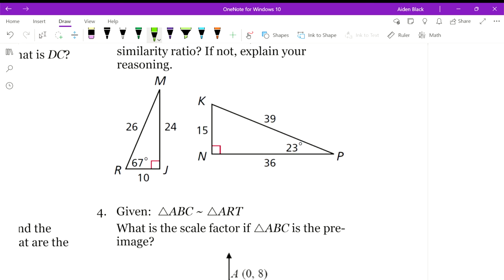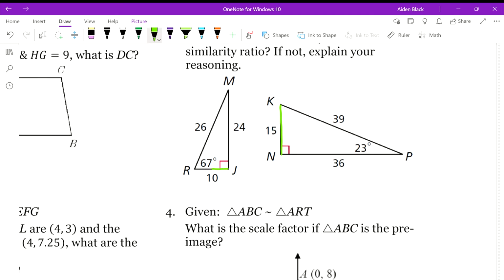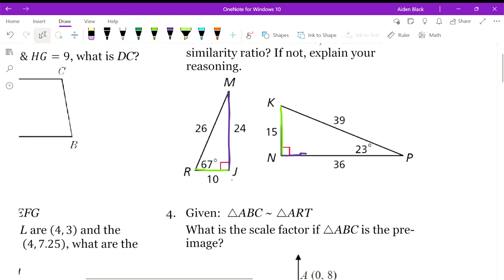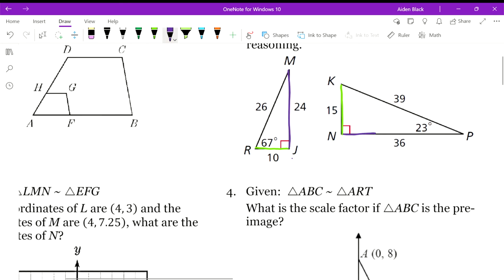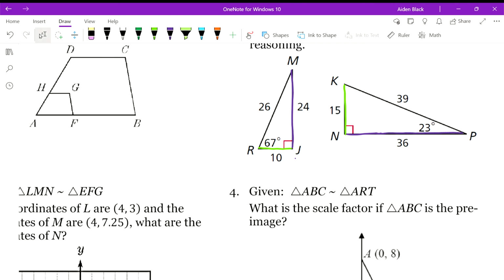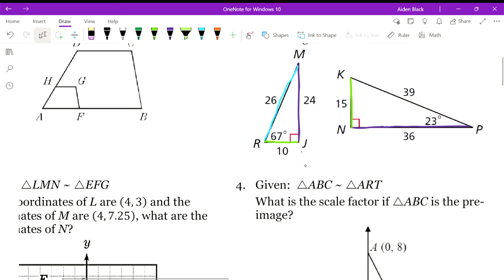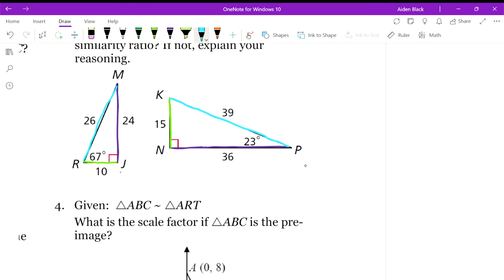So what we have to do is look at which sides are corresponding. The shortest sides I highlighted in green, the next shortest in purple, and finally the longest in blue. The idea here is we know that if two objects are similar, their corresponding sides are proportional. So here I have 39 and 26.